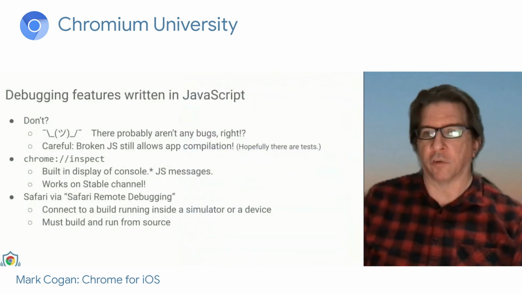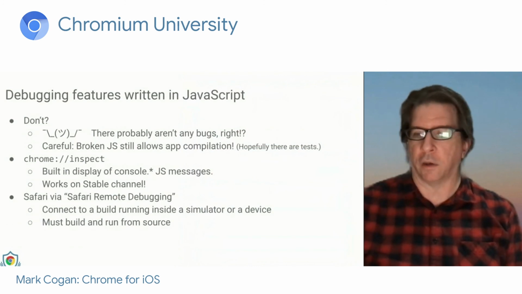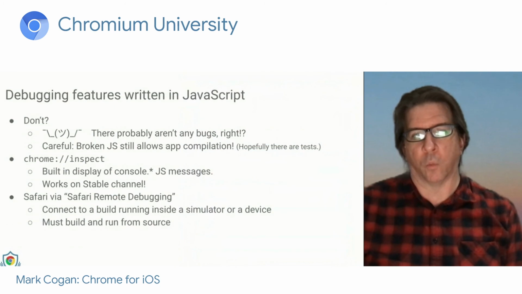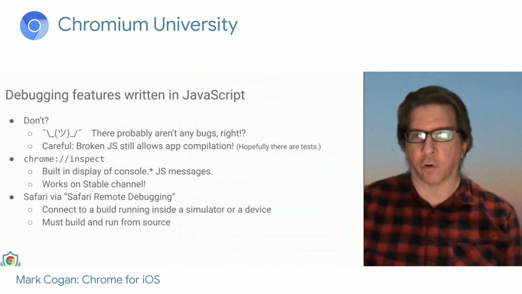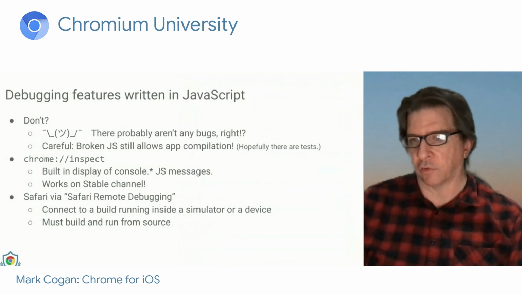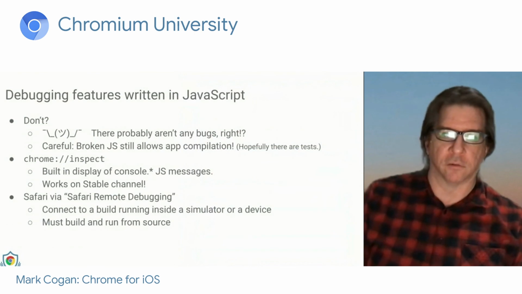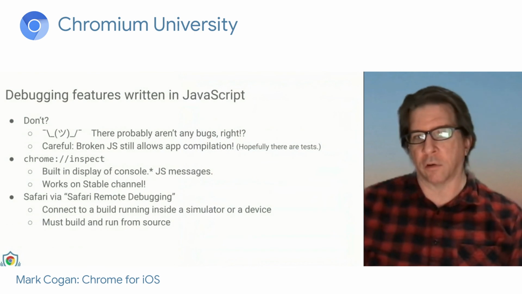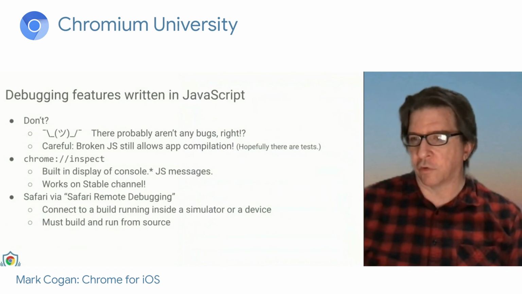You might imagine that debugging features written in injected JavaScript is hard. It is, so ideally don't write any bugs. One big caveat is that JavaScript that is syntactically invalid or does broken things will not prevent the app from compiling. You actually need to test all the stuff, ideally with automated tests, to make sure it's all working correctly. In stable channel iOS Chrome, you can navigate to chrome://inspect and inspect the JavaScript console messages right there in the app.